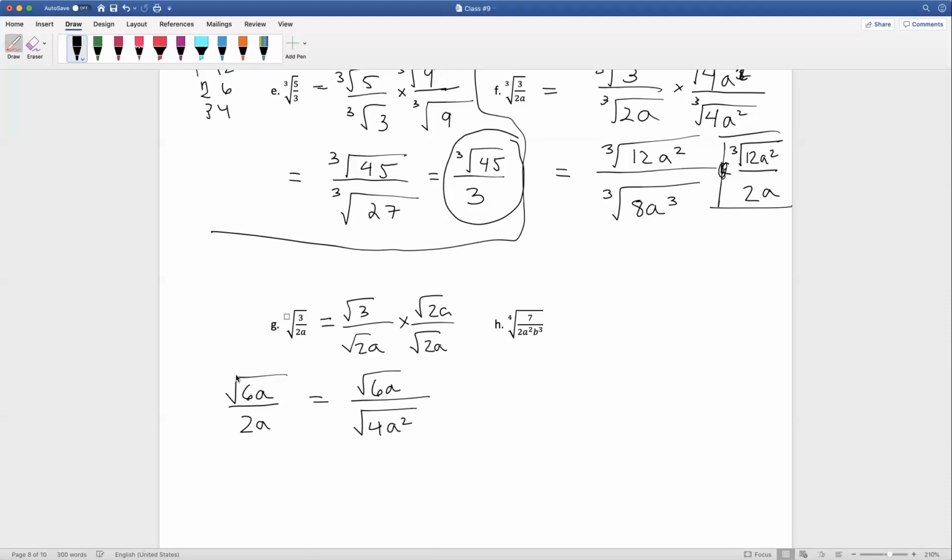I can't take the a out because remember there's a hidden 2 here and a hidden 1 here. And 1 is smaller than 2. And 6 does not have any perfect square factors. So we leave the answer alone like this. It's the same thing as saying the square root of 6 times a to the first.